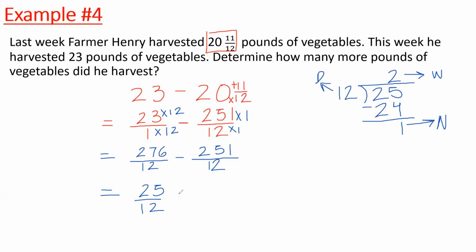And so what we have here is 2 and 1 over 12. Let me write this in red. That's going to be our answer for how many more pounds of vegetables did he harvest?